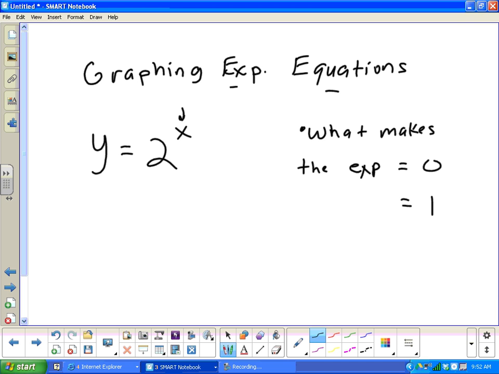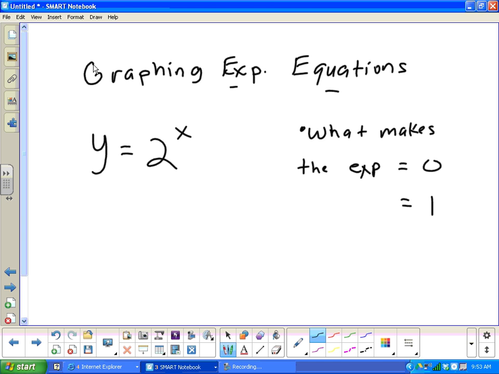Now, why do we choose these values? We choose these two values, 0 and 1, because they give me really nice numbers. What's anything raised to the 0 power? 1. And what's anything raised to the first power? Itself. So that gives me really nice numbers to work with. We'll do that in just a second.